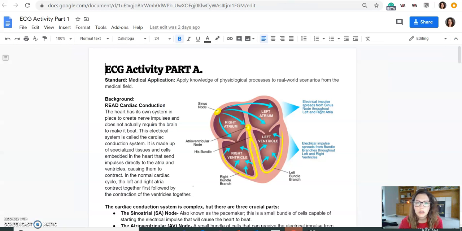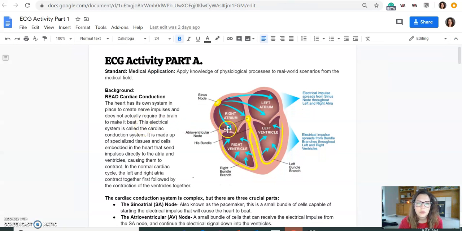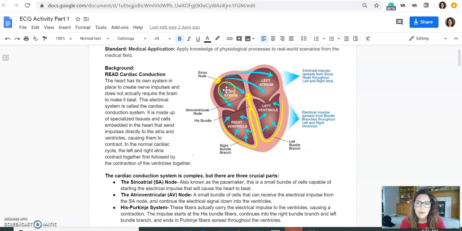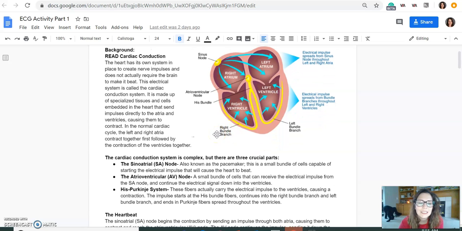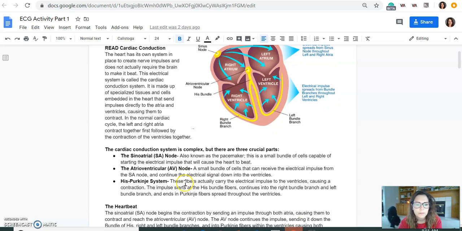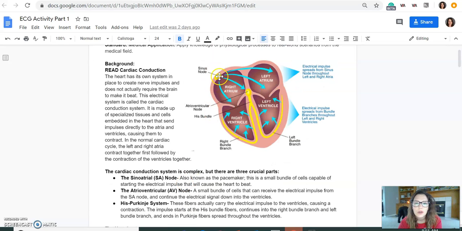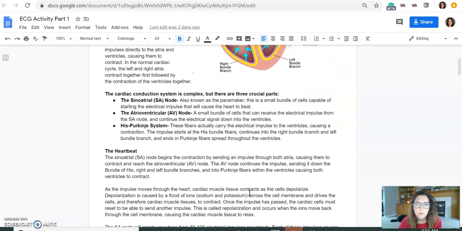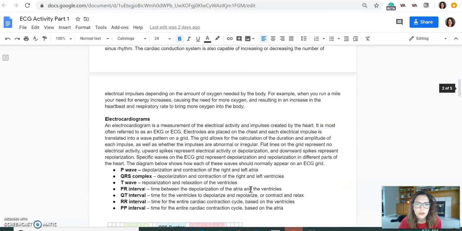All right, so part A. Read the background information. Read about the conduction system in the heart. There are 3 primary components you need to know about: the sinus node, the atrioventricular node, or AV node for short, and the His-Purkinje system, which are these yellow lines right here that control the movement of the ventricles. So the SA node, that's where the electrical system starts, triggers the AV node, which then triggers the His-Purkinje system. Okay, so make sure you read this stuff.